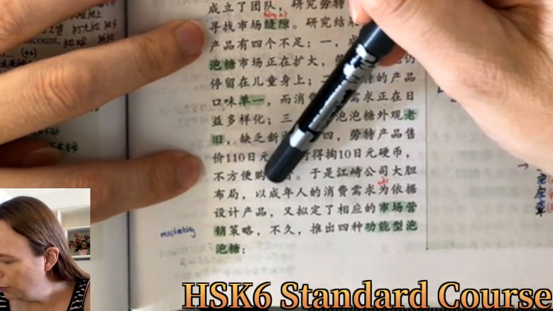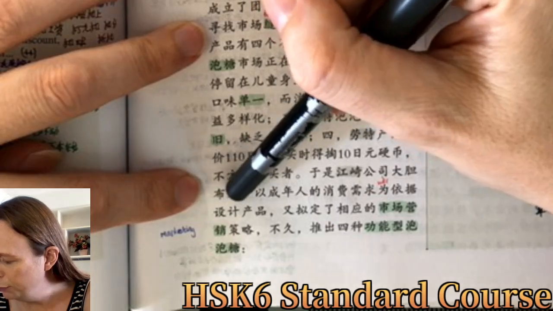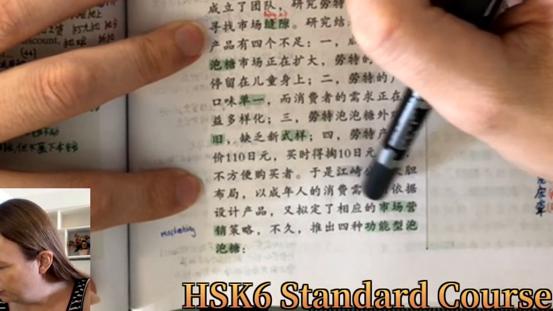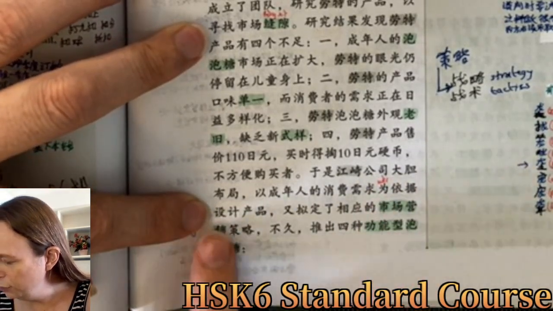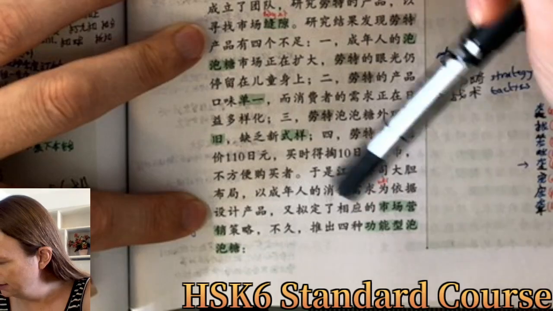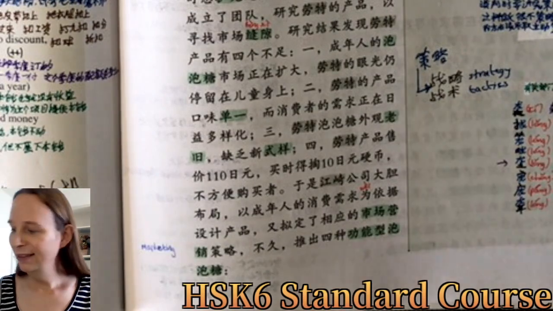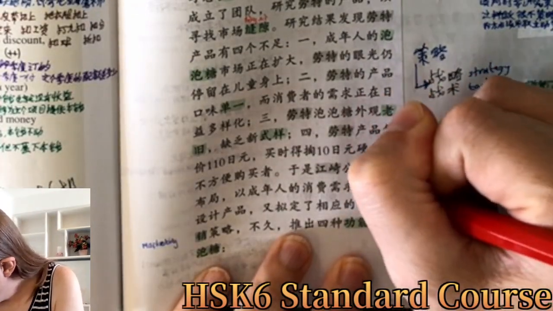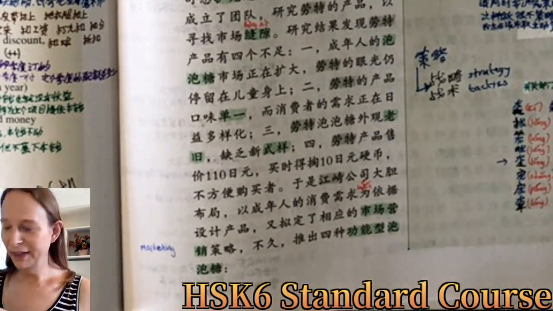OK, 不方便购买者，于是将其公司大胆布局，以成年人的消费需求为依据设计产品。No, this isn't wéi, it's wèi... it's second tone, I read the wrong thing. Sorry, I dropped my thing, one second. Yeah, it's second tone. Well, past me wrote the wrong thing.